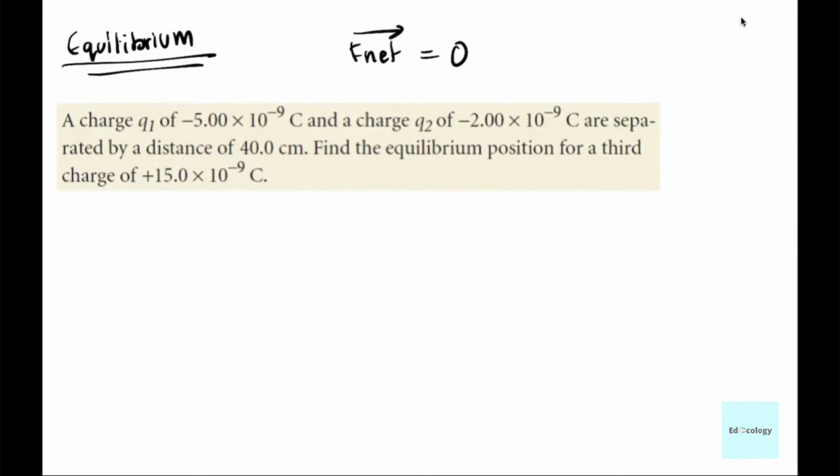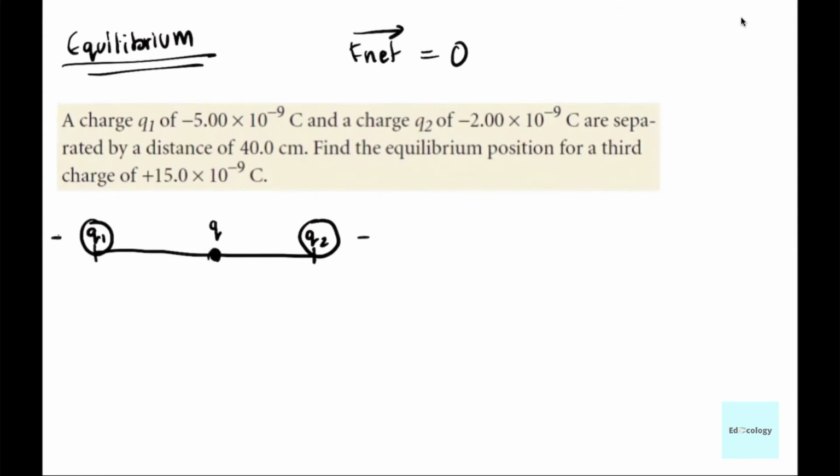So here let us sketch what they are saying. So here we have a line, and here we have Q1, and here we have Q2. Okay, here Q2 is negative and Q1 is also negative, and we have to find the position of point Q.